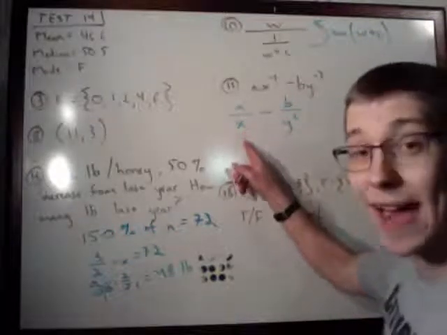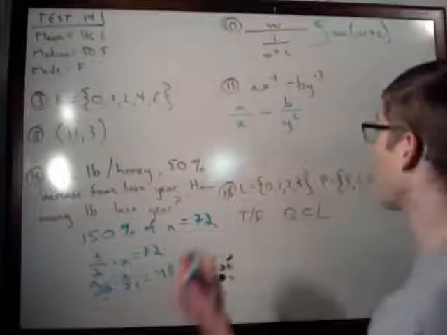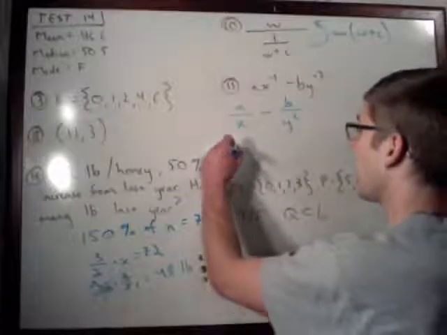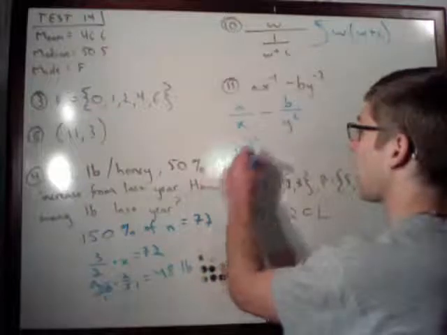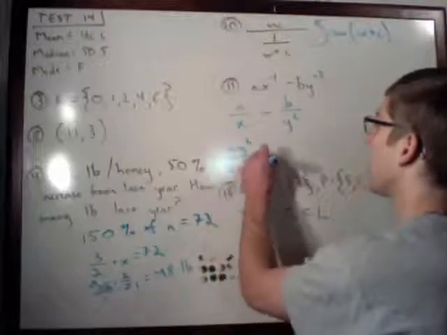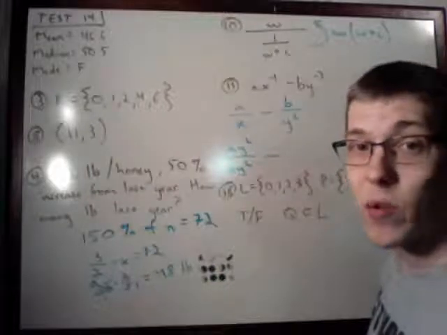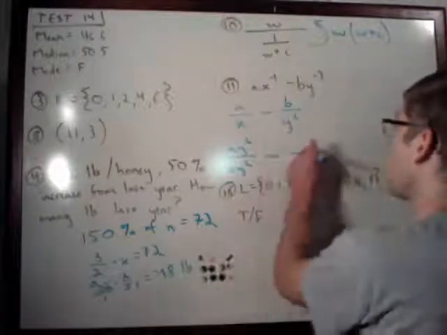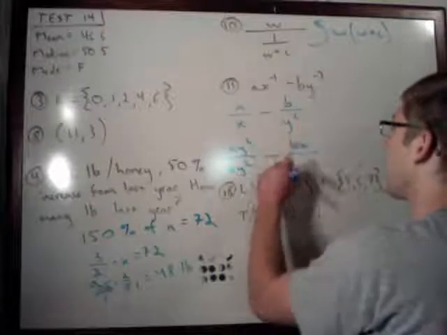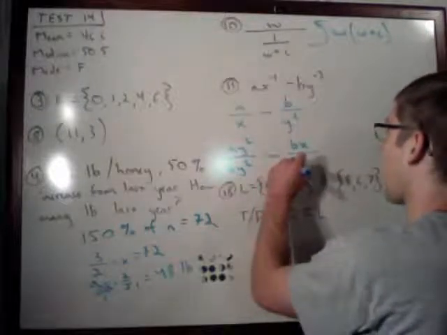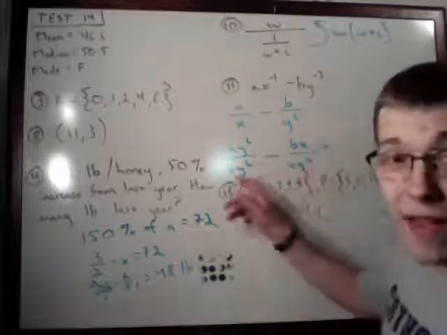So we need to take this x and change it to xy squared. So we multiply by y squared on the top, we get ay squared, and on the bottom, xy squared. Now the other fraction, we need to make that y squared into xy squared. So we multiply by x, do the same thing to the top and the bottom, bx, and then x times y squared will give us xy squared also. All right, now they have the same denominator.